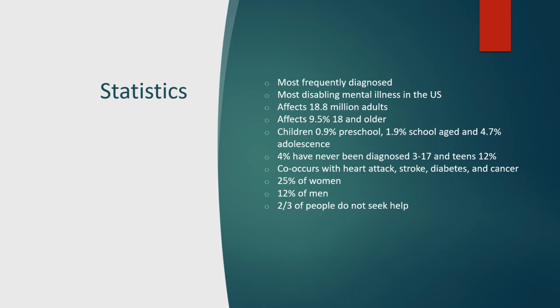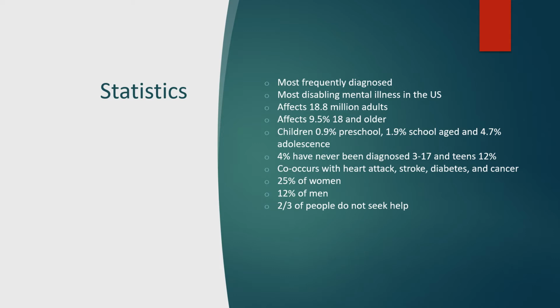Depression is the most frequently diagnosed mental illness in the U.S. It is the most disabling mental illness. It affects 18.8 million adults, 9.5% 18 and older. Children in preschool are 0.9%, school-aged 1.9%, and 4.7% adolescents, and this is solely off of those diagnosed.